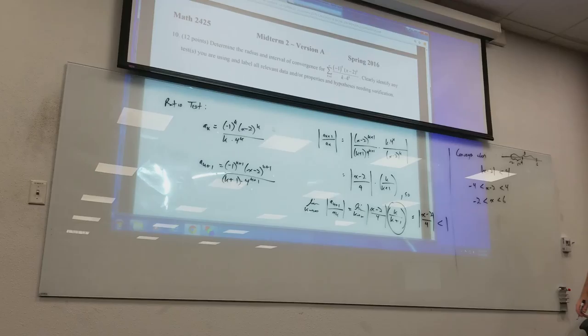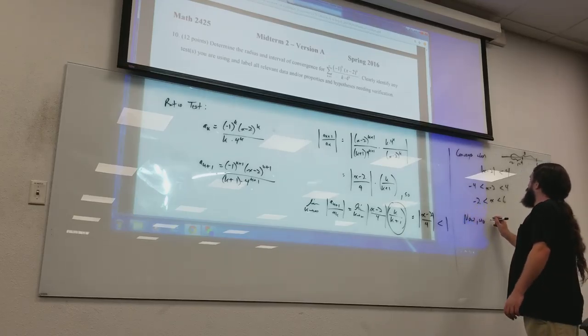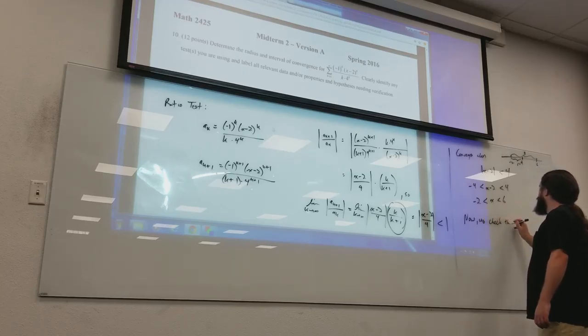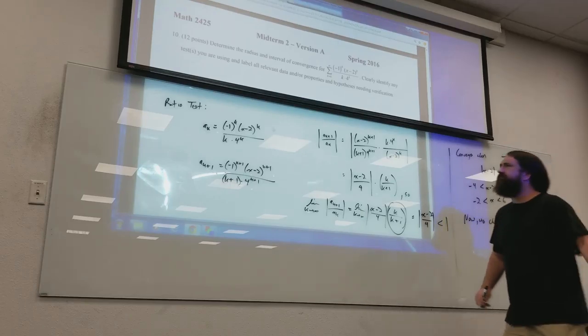Is this where everybody gets docked on these things? Every power series problem is basically three problems, right? Because you got that series and you also got to check the endpoints. Now, we check the endpoints.